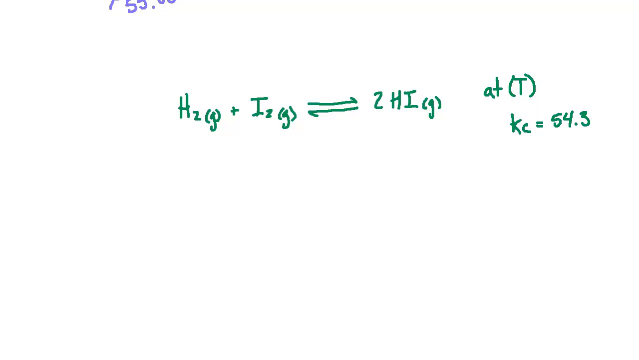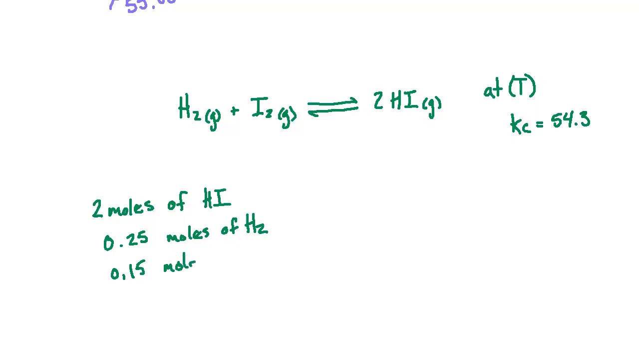So the next thing you need to know is what the concentrations actually are. So in this case, we're going to say that we have 2 moles of the hydroiodic, all right? And we have 0.25 moles of H2, and we have 0.15 moles of the I2. So you have these mole values here. All of these are going to be in a 1 liter container.